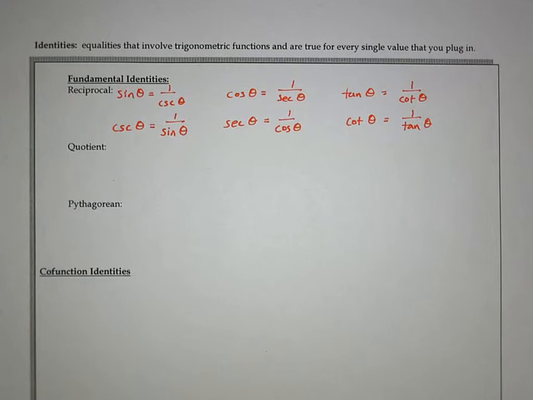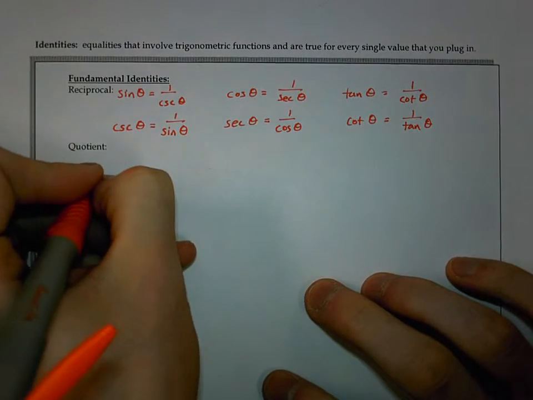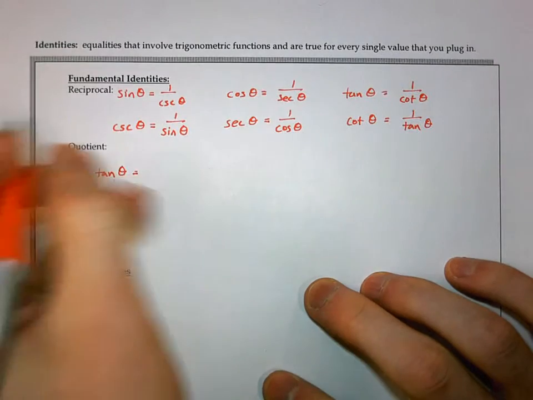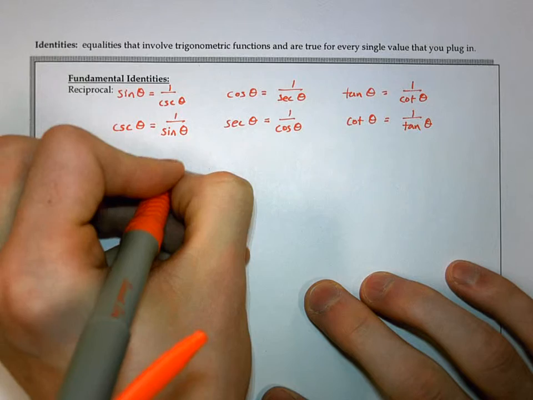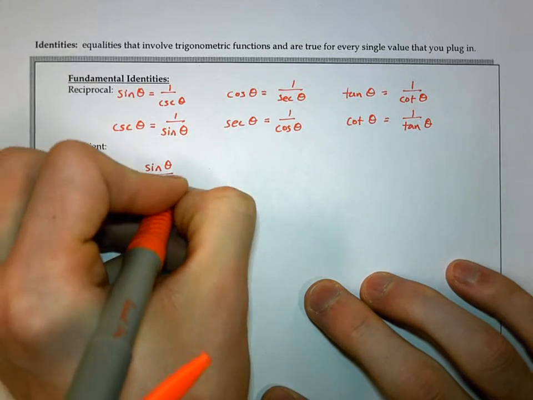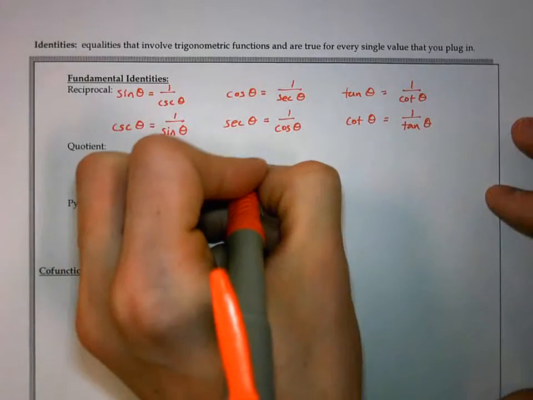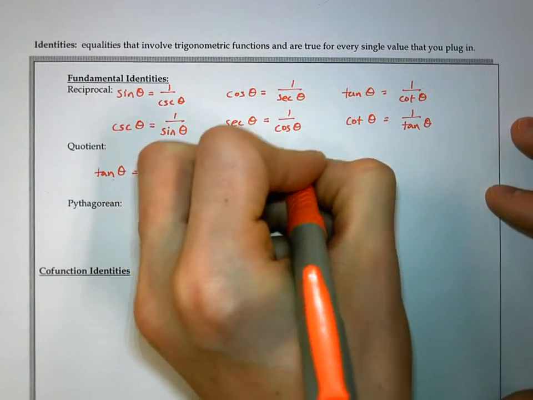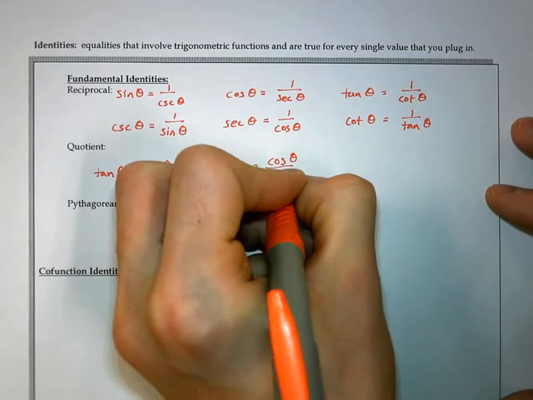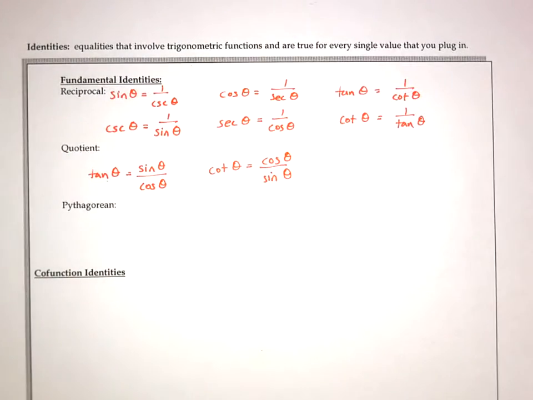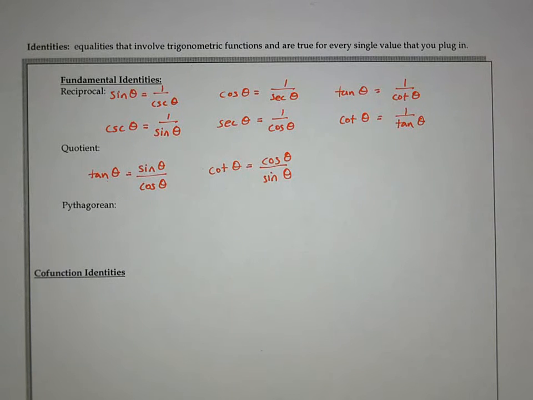The second grouping of identities we have are the quotient identities, and there's only 2 of these. The tangent of theta is equal to the sine of theta over the cosine of theta, which goes back to our definition of y divided by x. And then the cotangent of theta is the cosine of theta divided by the sine of theta.